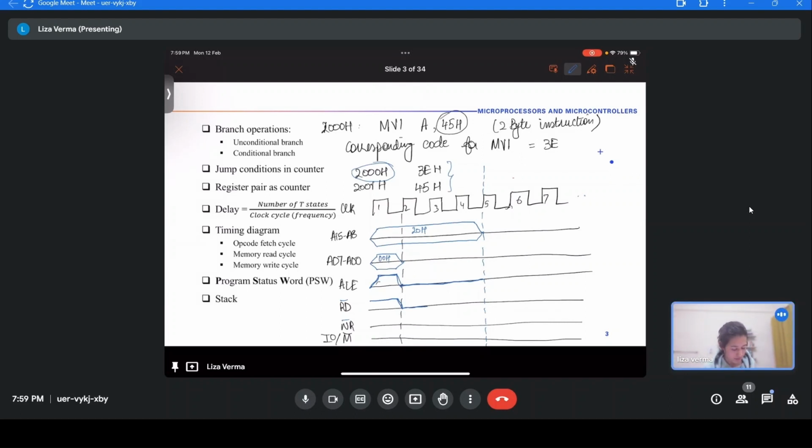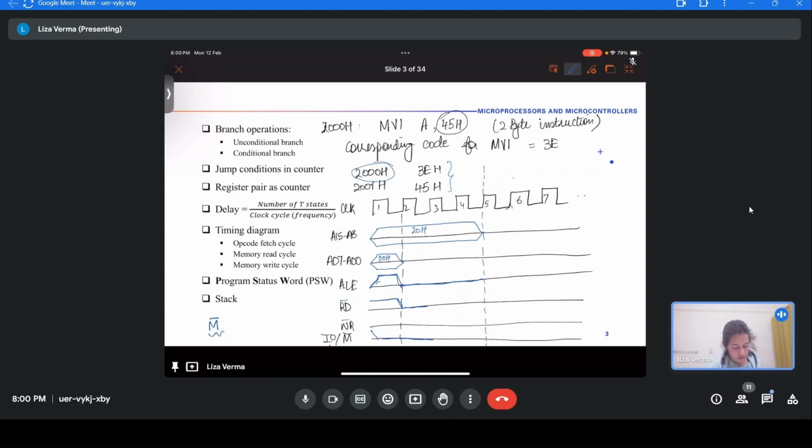Any signal with a bar on it is active low, which means that line will be enabled whenever the signal on this line is low. IO/M is a single line, and whenever this line is low, the microprocessor understands it as a memory operation. Whenever it's high, it understands it as an IO operation. Since this is a memory read operation, the opcode is in the memory, so it will be low.